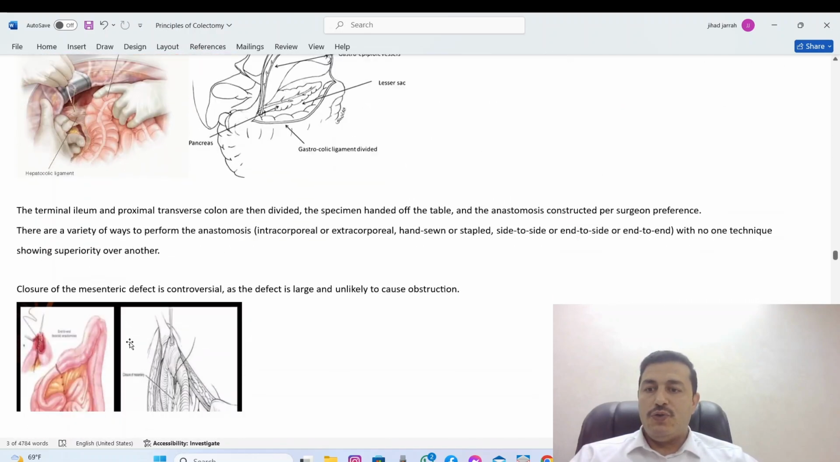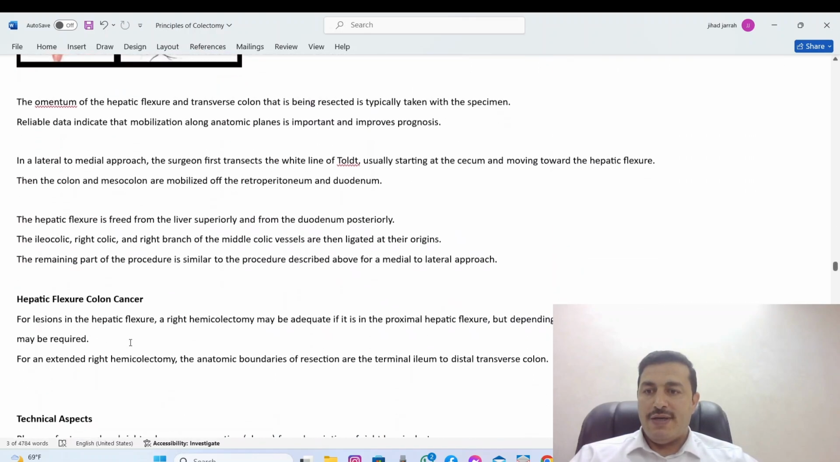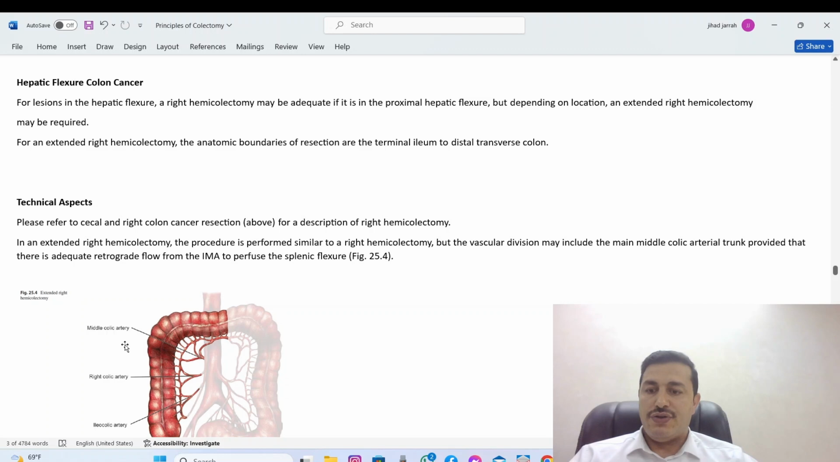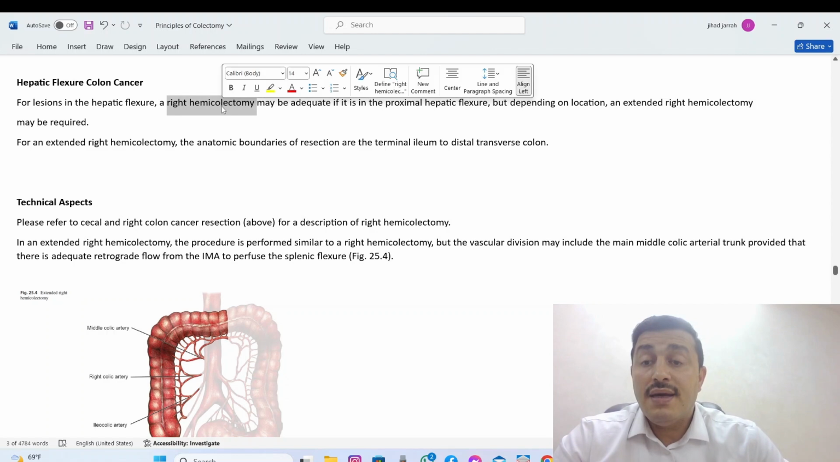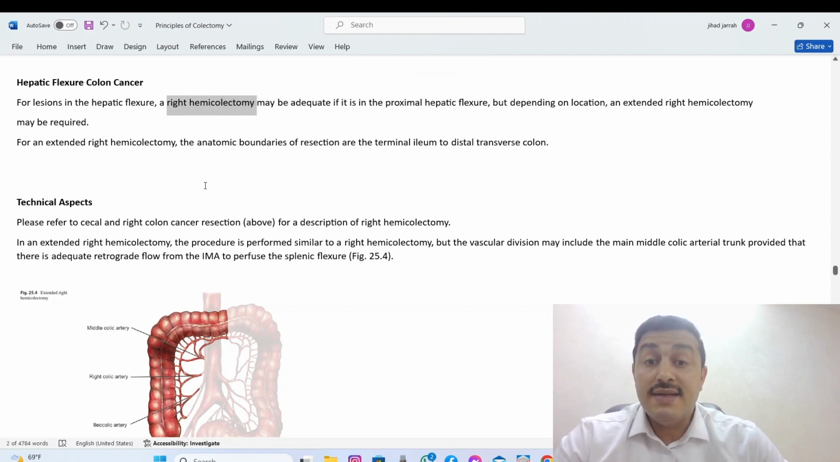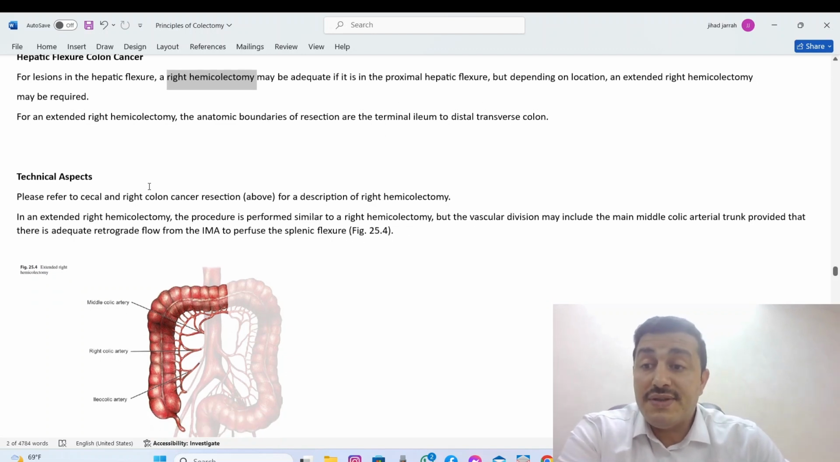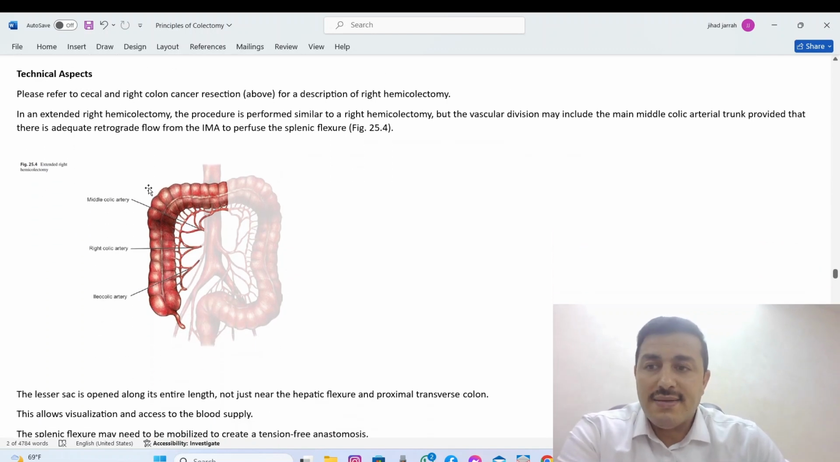Let's move to tumor in the hepatic flexure. The treatment for hepatic flexure colon cancer is the same, right hemicolectomy. Yes, sometimes I may need an extended right hemicolectomy, especially if it is deviated a little bit toward the distal part. So what is the difference between the classic right hemicolectomy and the extended right?